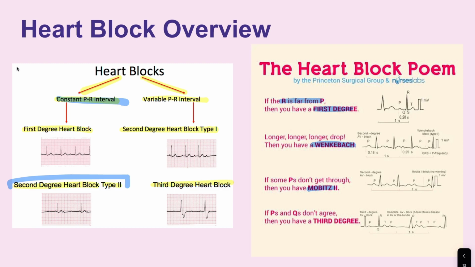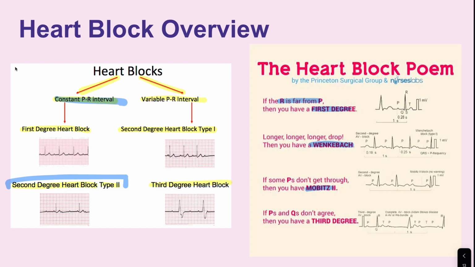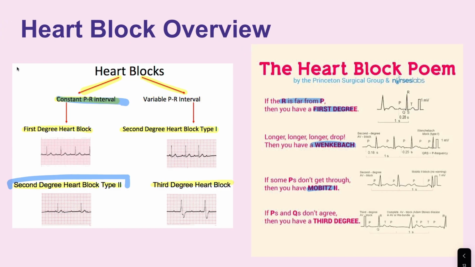And then if P's and Q's don't agree, then you have 3rd degree. This is one of our variable PR intervals. We're going to have P wave to P wave that's relatively constant, and R to R that's pretty constant, but they don't match up in a line. I'll go over that in more detail.